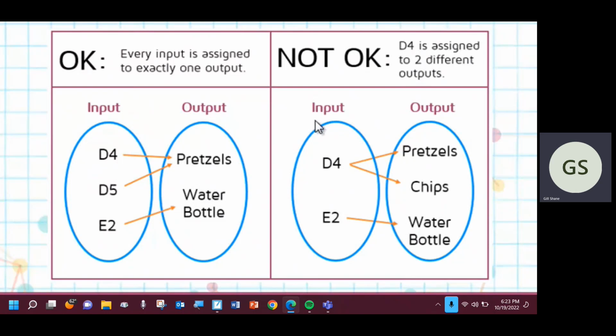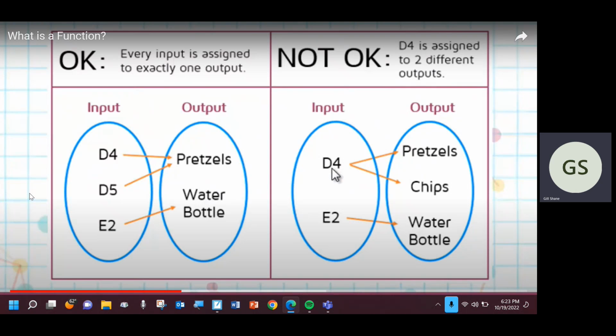If you look at this part right here, if I entered the code D4, this says that I'll get either pretzels or chips. This means there's something wrong with this vending machine. In order to be a function, if you enter the same code, you should get the same thing every time. So if I enter the code D4, I can only get one thing out. I can't have it be matched up with two different objects. So this one here is not a function because this input value has been assigned to more than one output value.